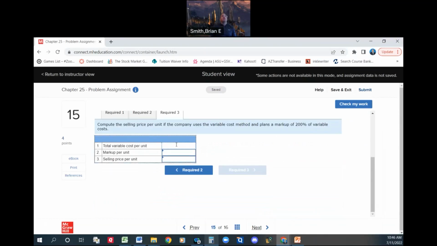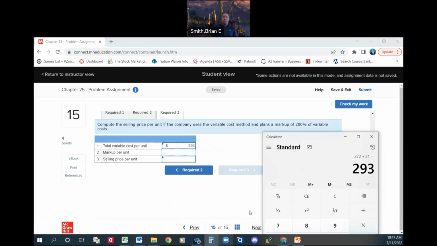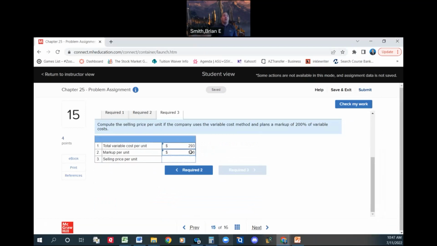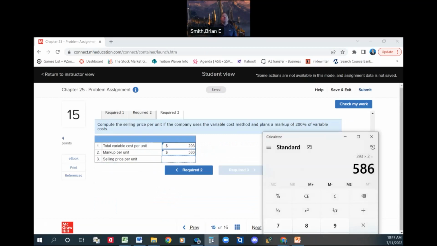$293. We want 200% of variable costs. We're going to take this and multiply it by 2. 586. So our expected selling price is going to be $879.